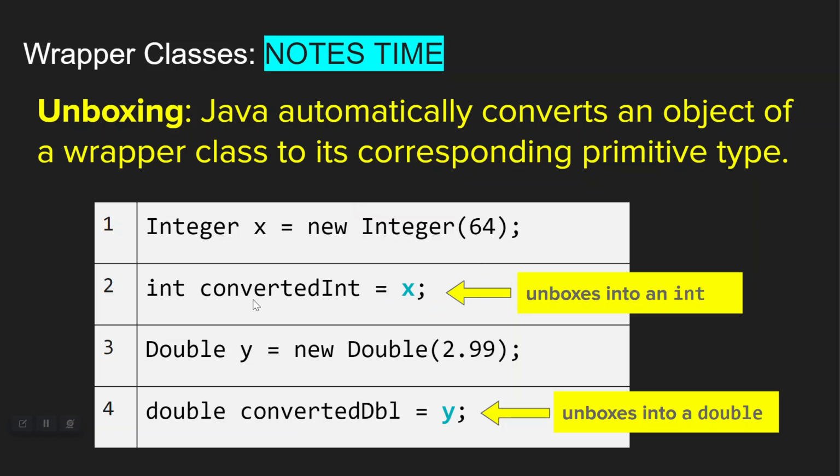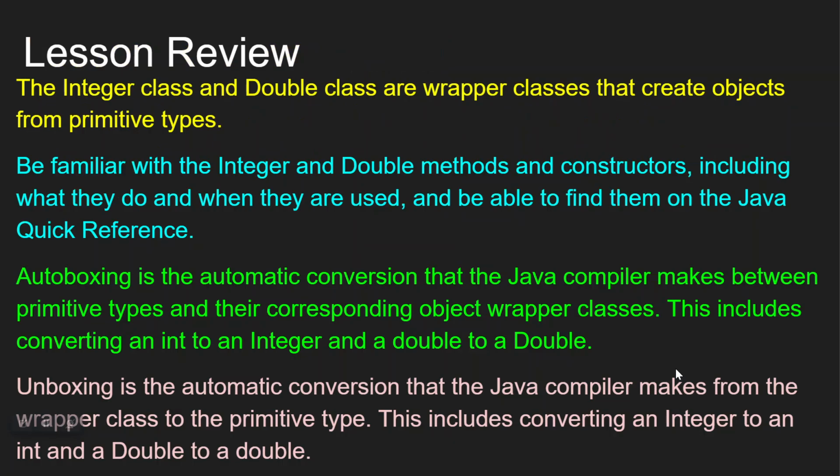but it turns out you don't even have to do that. And similarly down here, Double y equals new Double(2.99). Down here I can just say double convertedDouble equals y, and it will automatically unbox the wrapper class Double and convert it into a primitive data type. And again, notice that this is happening even without saying y.doubleValue. You don't have to call that method, but either of them will work, and it's important to be aware of the fact that both will work.